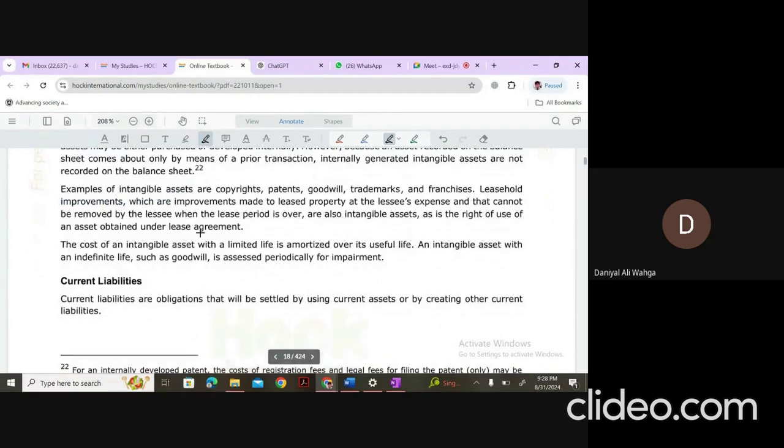The cost of an intangible asset with a limited life must be amortized. It should be amortized, but just like depreciation, it should be expensed to a particular period. An intangible asset with an indefinite life, such as goodwill, is assessed periodically for impairment.